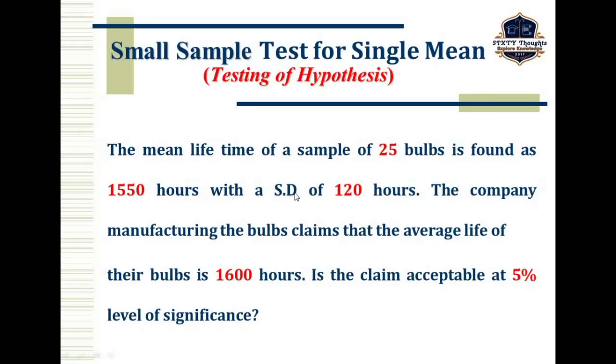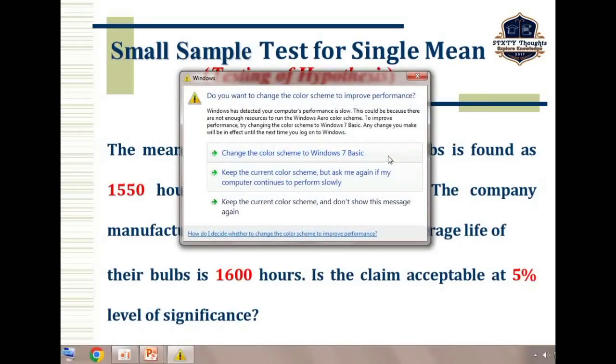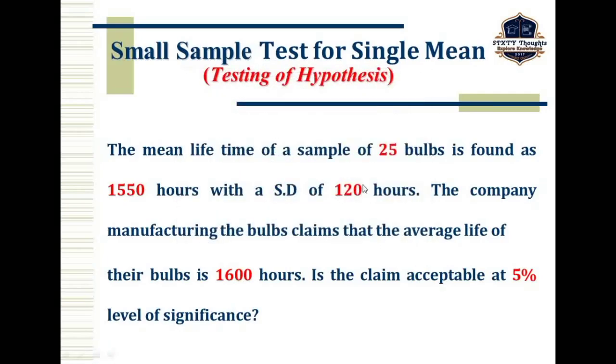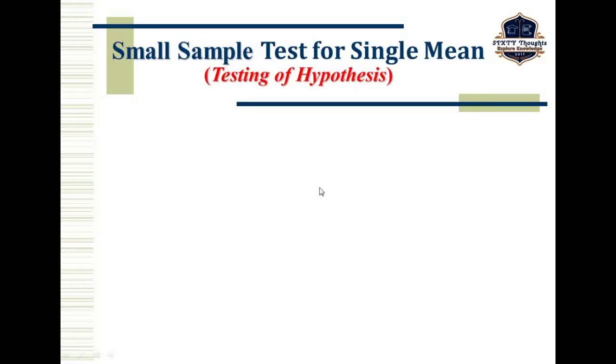So, what is the given statement? Here we have a total of 25 bulbs. How do we identify a small sample test or a large sample test? Your n value is strictly less than 30, so we consider that the problem is a small sample test. Also, all values are given only one time, so your problem belongs to small sample test for single mean. First we write what the given values are.